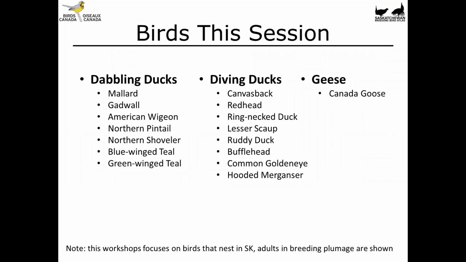The birds on this list comprise waterfowl most commonly encountered south of the boreal transition zone. We do have a few more species that occur in the province, either more boreal in distribution or less frequently encountered. But on this list here, we have 16 species that we're going to cover off.